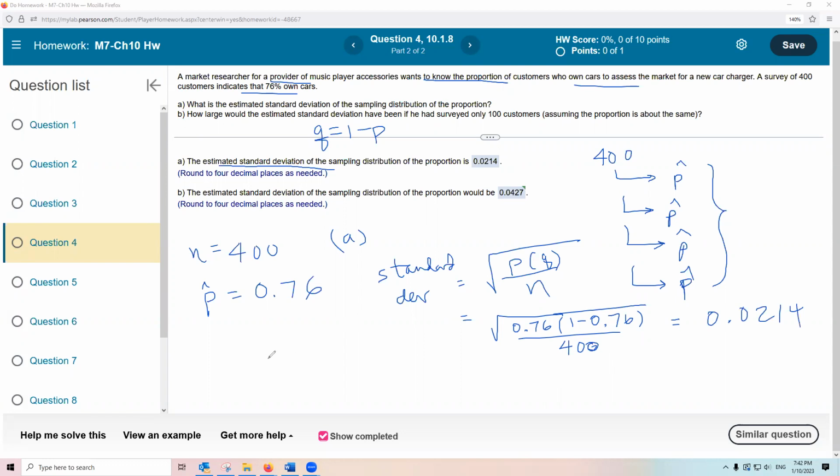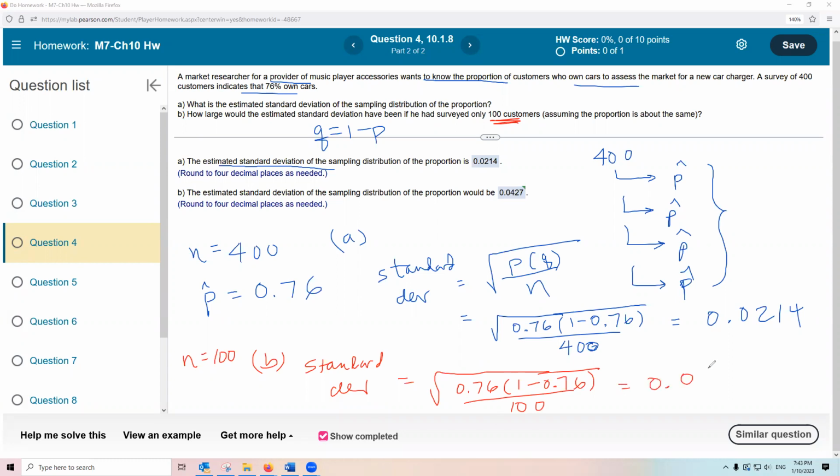Let's go to part B. Part B is the same question, but for part B, they're changing the sample size to 100. So now n equals 100. Well, it's going to be the same kind of calculation. It's going to be 0.76, 1 minus 0.76, but now the sample size is 100, so I'm going to put 100 down here in the denominator. If you work this out on your calculator, you should get 0.0427. Of course, be careful with the rounding instructions. This problem says round to 4 decimal places, so be sure you're rounding to 4 decimal places.